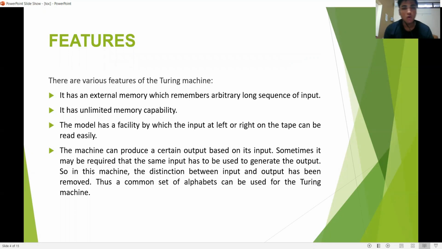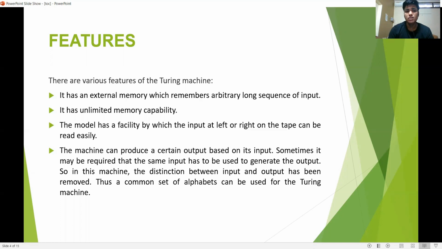So what are the features of Turing machine? There are various features of Turing machine. It has an external memory which remembers arbitrary long sequences of inputs. It has unlimited memory capability.